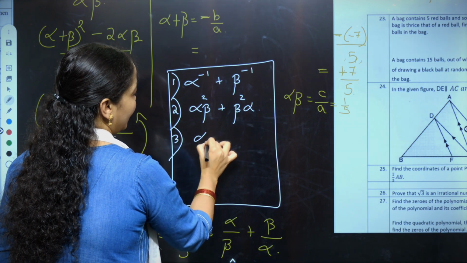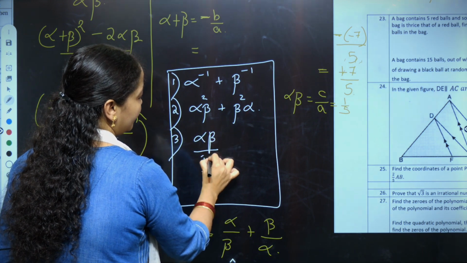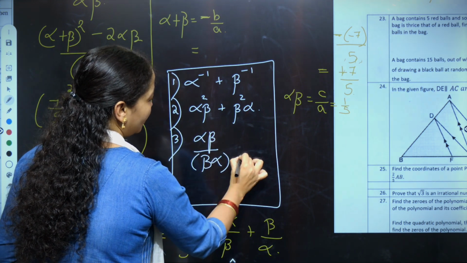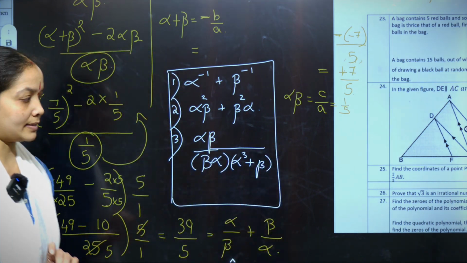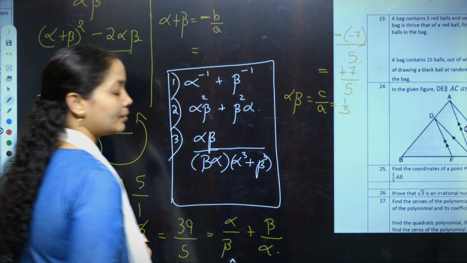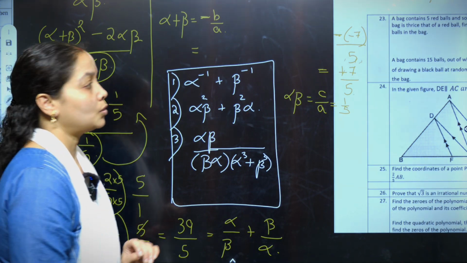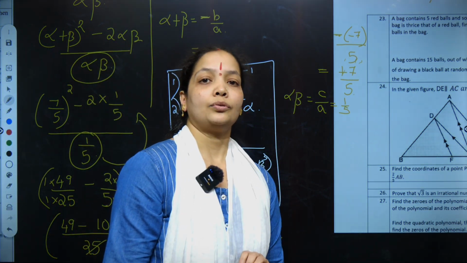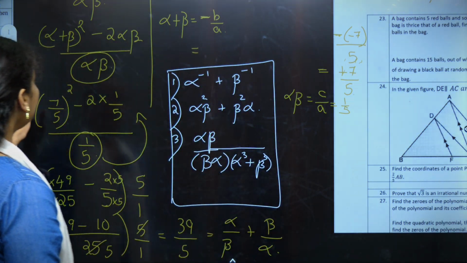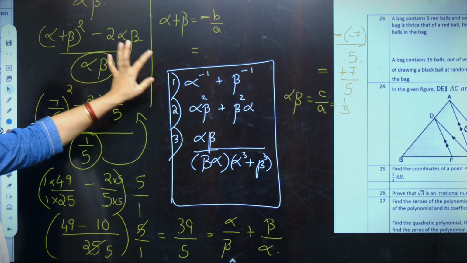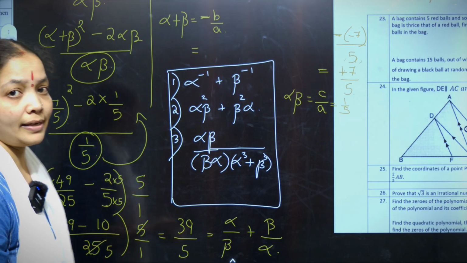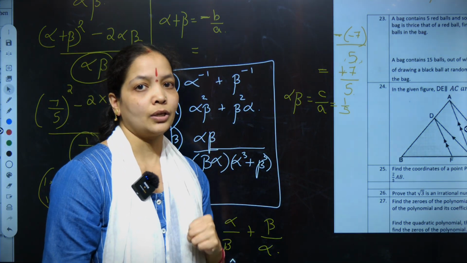Third one, alpha by beta plus beta by alpha, into alpha cube plus beta cube. This is also a question that is normally asked. So these are the questions you have to be aware of with respect to this 21st question. When we are just taking the LCM, I need to be careful here, as finding the sum of roots and product of roots is the main task of the complete question.